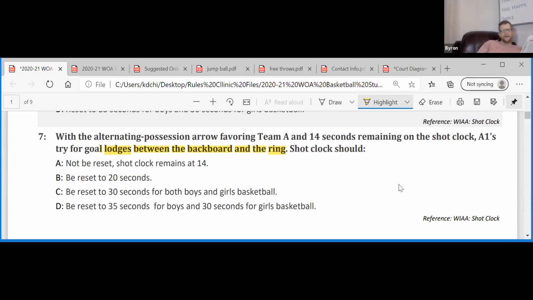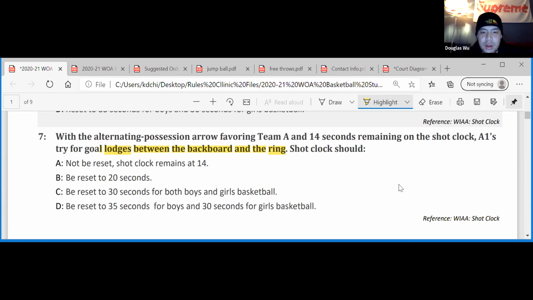Okay. So remember, this is high school now. This is not college. So it's just a reset. So the ball hits the rim. In a normal scenario, you would reset the shot clock. But here's the key to this question. It lodges between the backboard and the ring. By definition, it never hits the rim. How does it get stuck? It has to be touching the rim for the ball to get stuck. Does that make sense? Yes. So you have to do a reset.